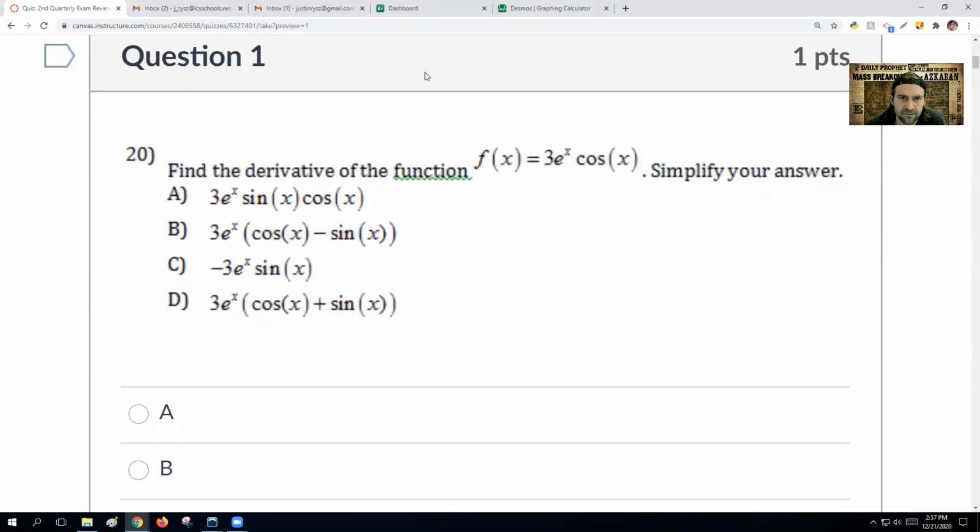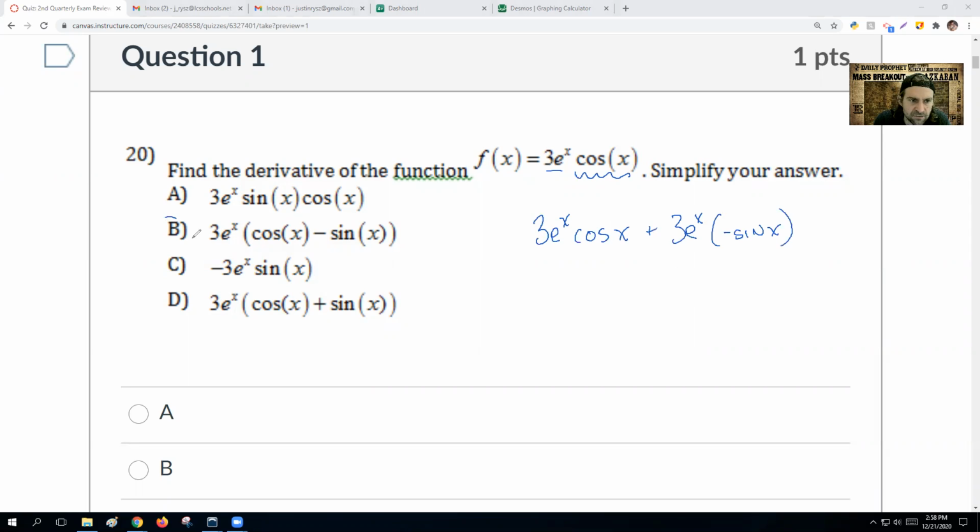Two. All right, find the derivative. Okay, we have to do product rule here. So the derivative of 3e to the x is 3e to the x. We'll leave the cosine alone. Then we'll leave the 3e to the x alone. Derivative of cosine is negative sine.